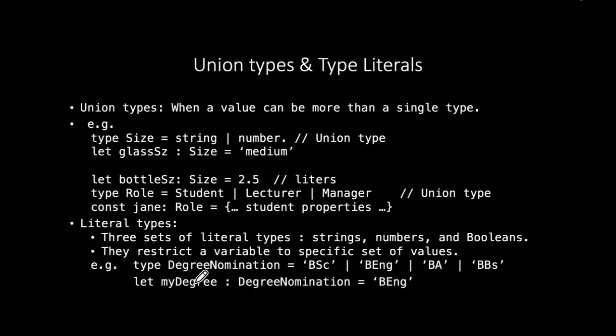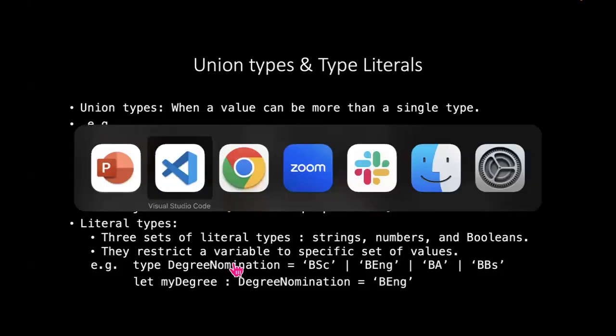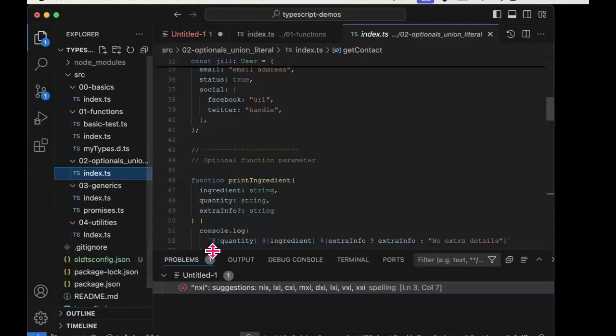Here I'm declaring an actual variable. I'm saying its type is this, and I'm assigning it BEng. And so the compiler would be happy with that. So we would say that this degree nomination type here is an example of a literal type. I don't think there could be much confusion about those.